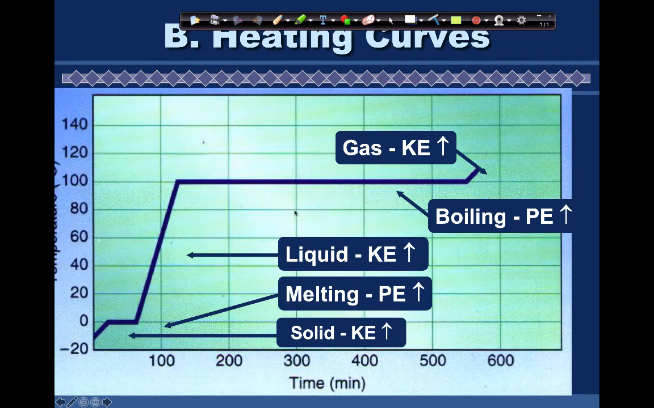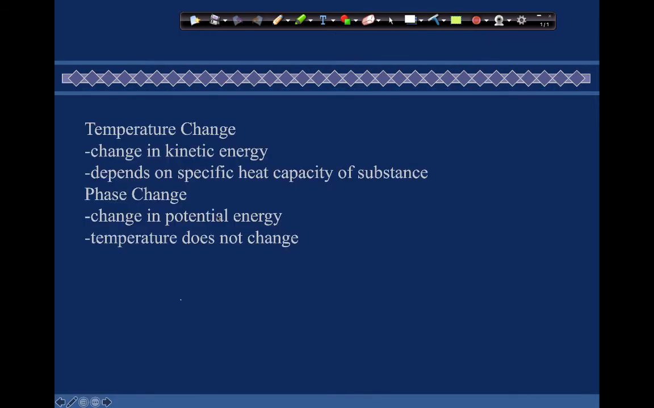So with these kinds of graphs, they could ask you what state of matter you have. It could ask you where you're going through a phase change. It could also ask you for the actual boiling point or melting point or freezing point. Okay. Now, with temperature change, there's a change in kinetic energy. That depends on something called the specific heat capacity. So every substance has a unique specific heat capacity, which is the amount of energy it takes to heat that substance by 1 degree. And that's going to be an intensive property. Now, during a phase change, there's a change in potential energy. So the temperature is not changing here because we're changing the potential energy, not the kinetic.